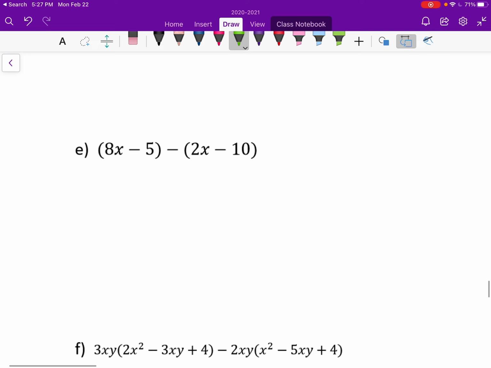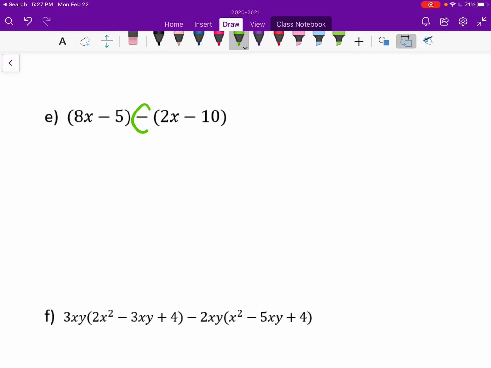And if we move on here, when you have a negative sign outside, just know that you just need to change every sign in the middle, in the bracket. So it's 8x minus 5x, 2x turns to negative 2x, 10x turns to positive 10. Okay?